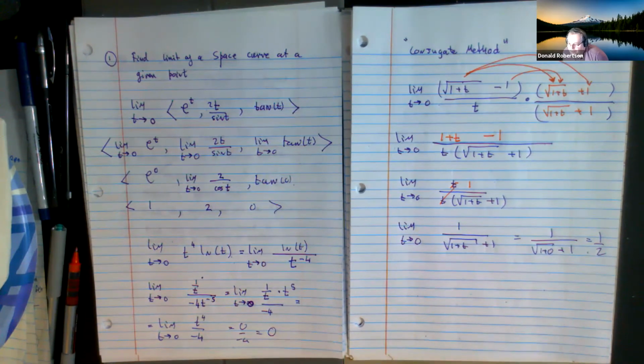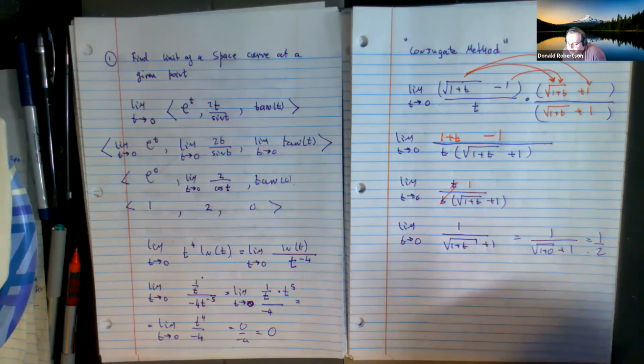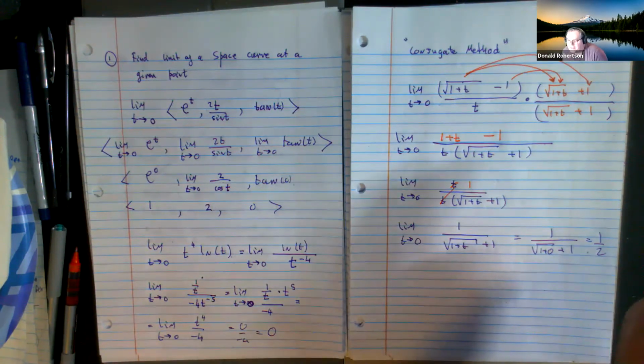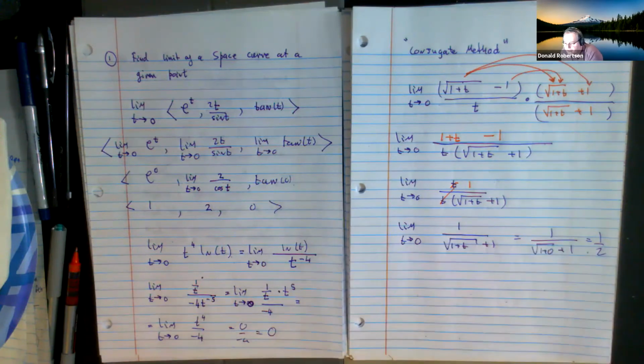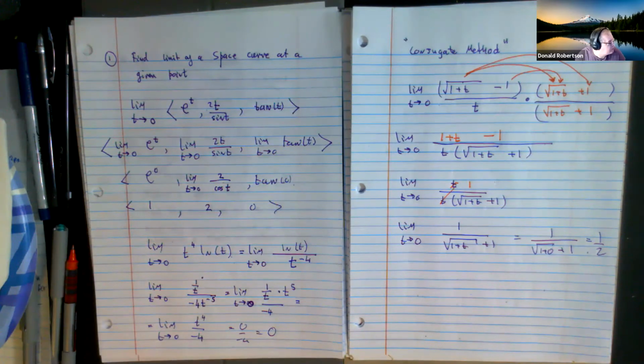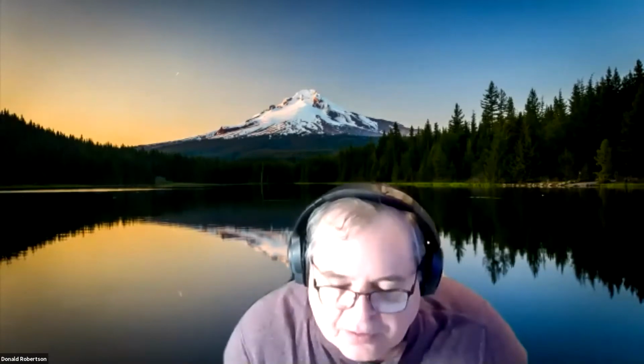Do you feel comfortable about the 3 techniques? Plug in the number, get the answer. L'Hopital, or at least make it L'Hopital if it doesn't already look like it. And lastly, if you see some square roots, do the conjugate method. We good? Right. I'm not going to do these questions, but it is a very visual kind of thing.